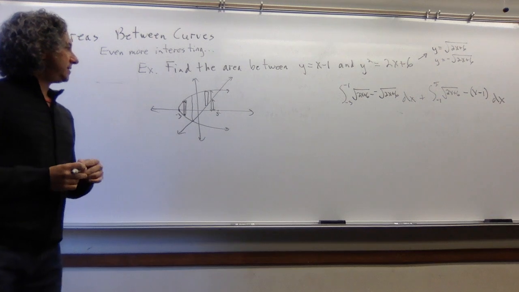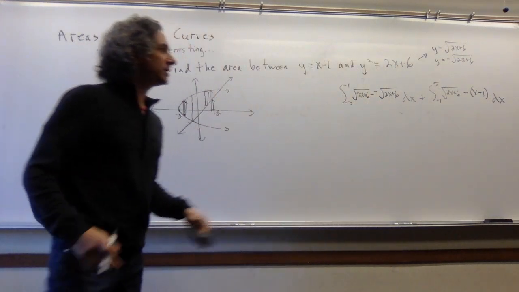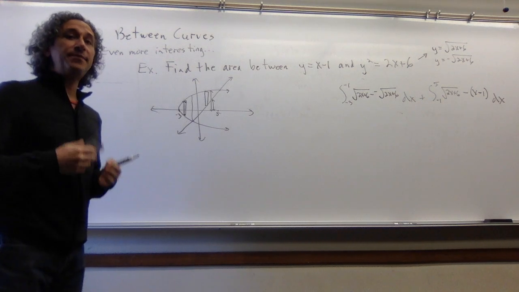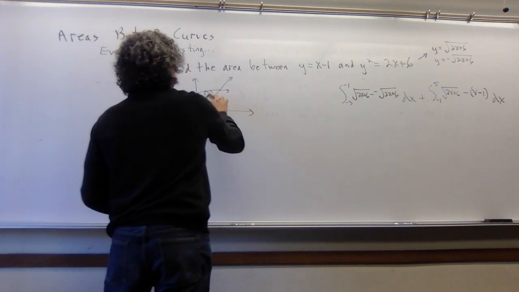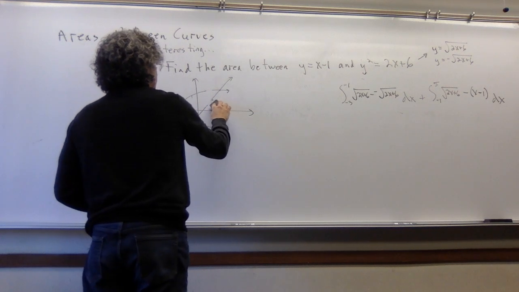Well, that was a lot of work. This is a lot of work, and it'll still be a bunch of work to actually integrate that out. So I'm wondering if there's a better way. And in fact, there is a better way than top minus bottom. Let me erase some of this and revisit the problem, thinking about it differently.